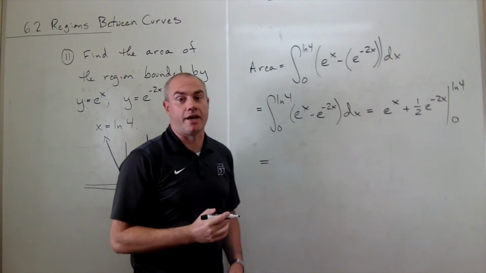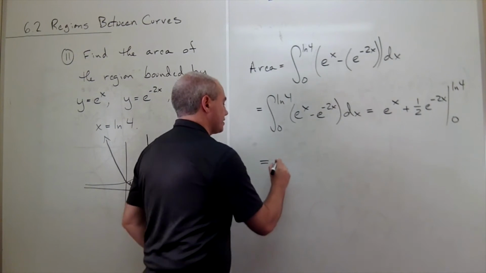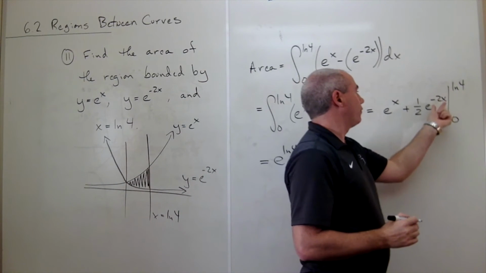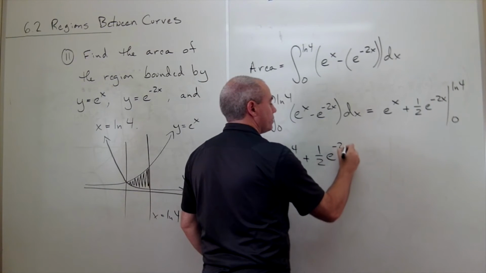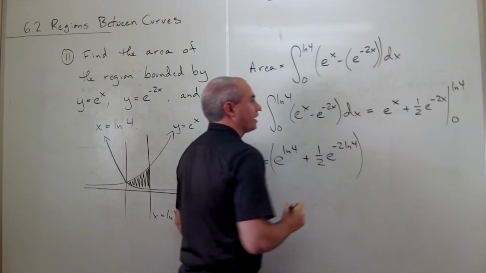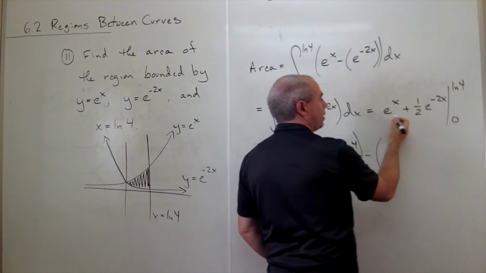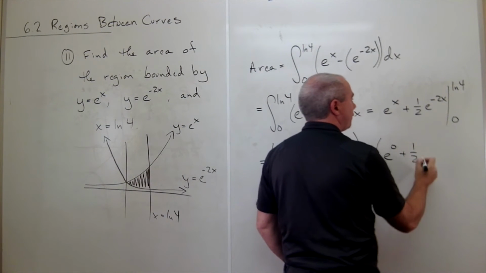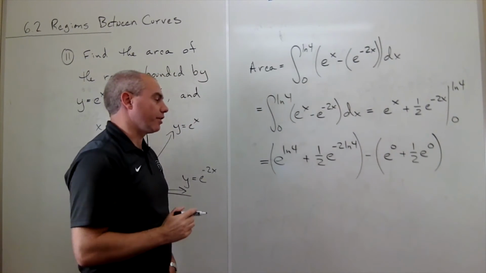Okay, so let's go ahead and plug in ln of 4 here. So if I plug in ln of 4 to e to the x, I get e to the ln 4. If I plug in ln of 4 here, I get plus 1/2 e to the negative 2 times ln of 4. Okay, so that's plugging in ln of 4. Now I need to plug in 0. So I'm going to subtract. If I plug in 0, I get e to the 0. And then I get plus 1/2 e to the negative 2 times 0, which is still just 0. So e to the 0.